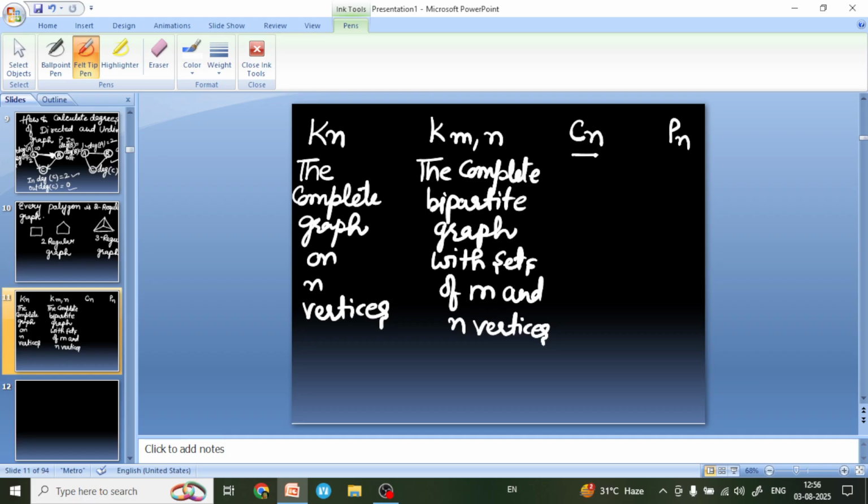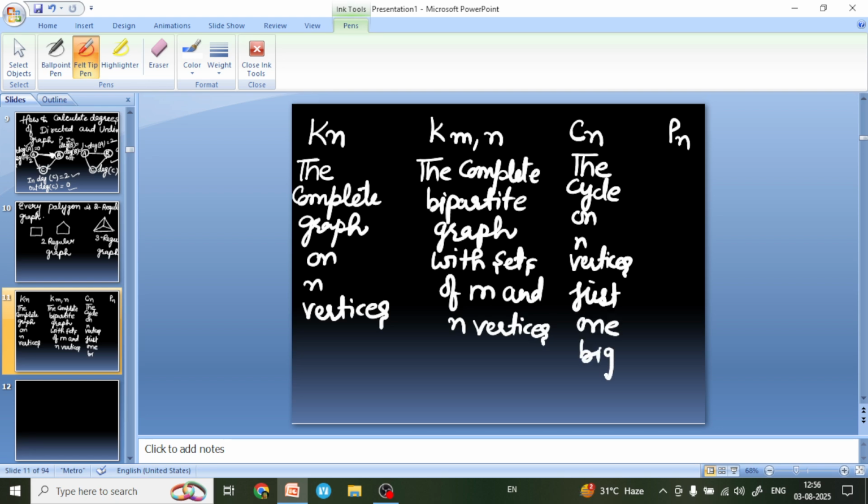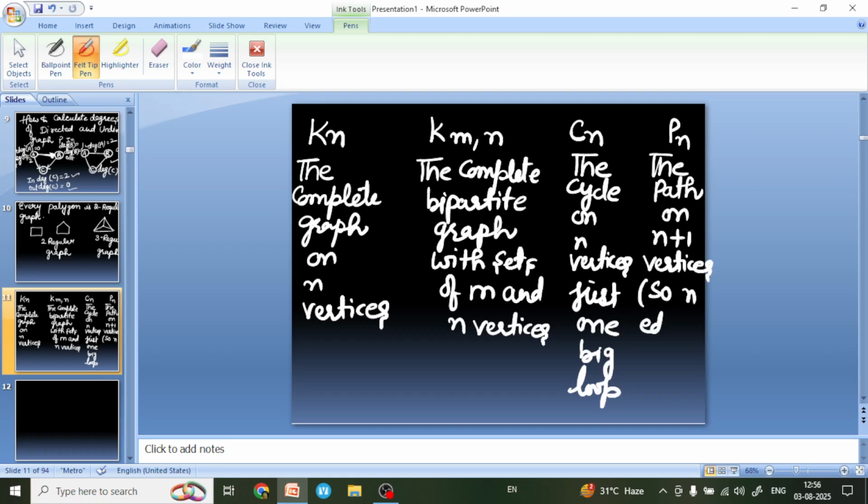and Cn means the cycle on n vertices, just one big loop, and Pn means the path on n plus 1 vertices. So n edges, just one long path.